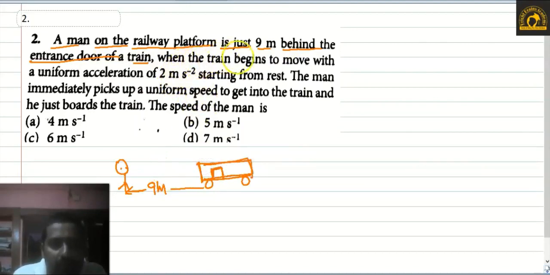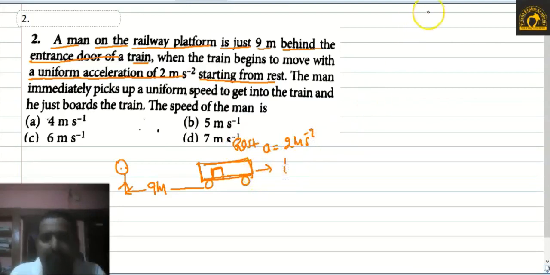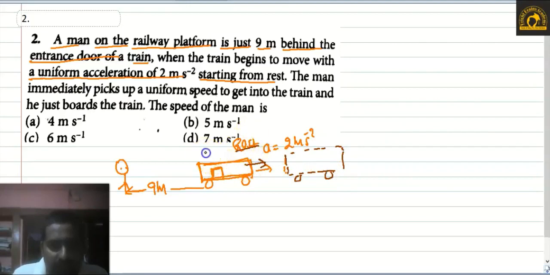Now, when the train begins to move with a uniform acceleration of 2 meters per second squared, starting from rest. So the train starts from rest and accelerates with 2 meters per second squared. Starting from rest means u is equal to 0.